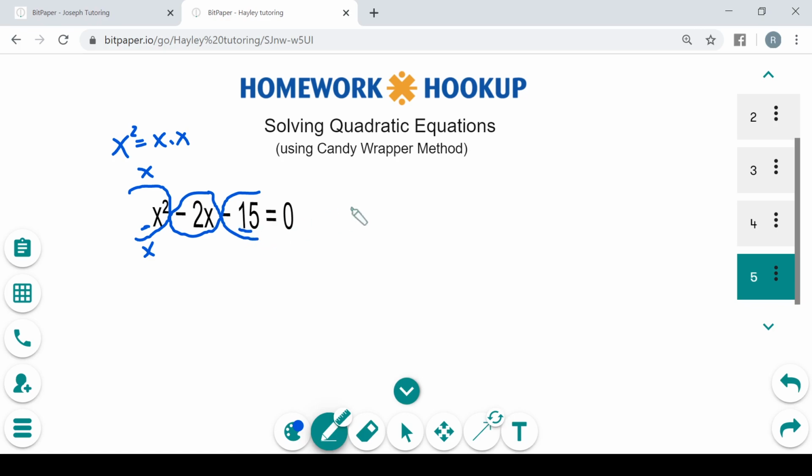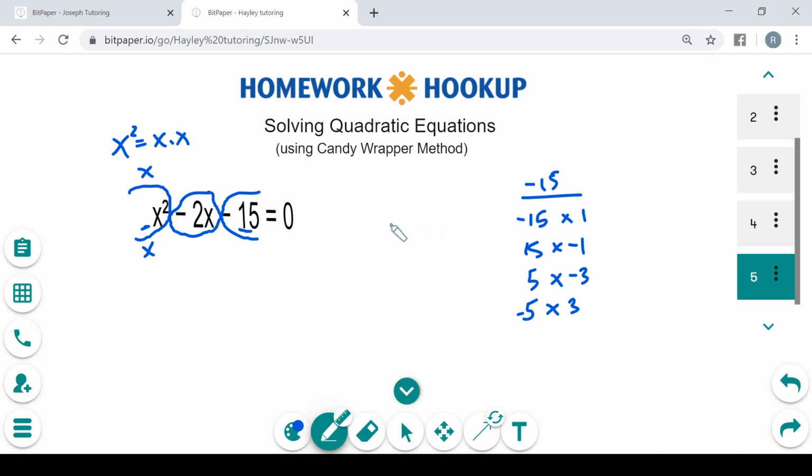Now we're on this term, which is negative 15. What we want to do is find all the ways to multiply to get negative 15. I could do negative 15 times 1. I can also do 15 times negative 1. We could also do 5 times negative 3, and then I can also do negative 5 times 3. Okay, that part's done. There are no other ways to get 15, so we're pretty much finished.